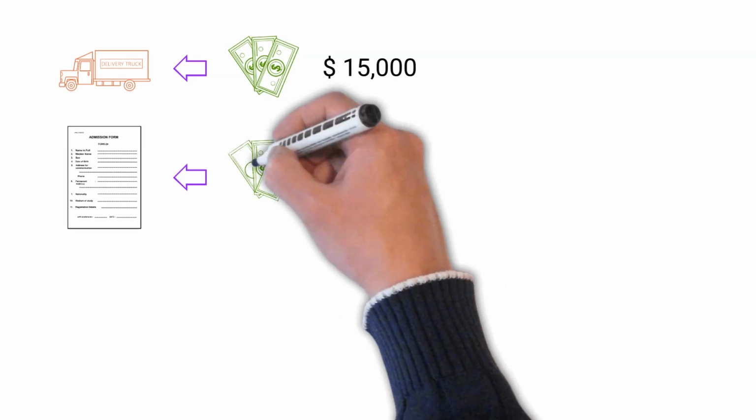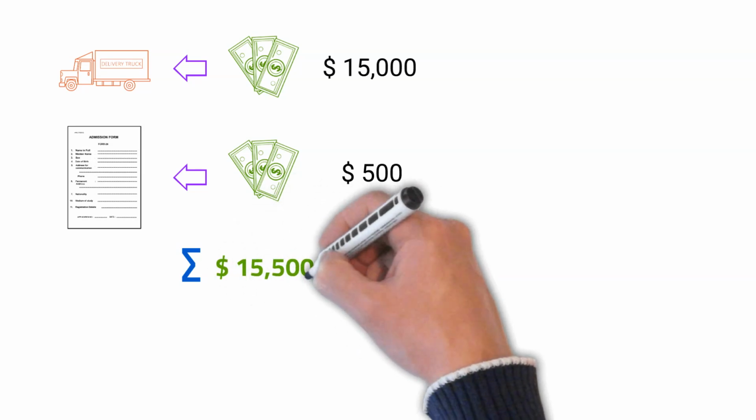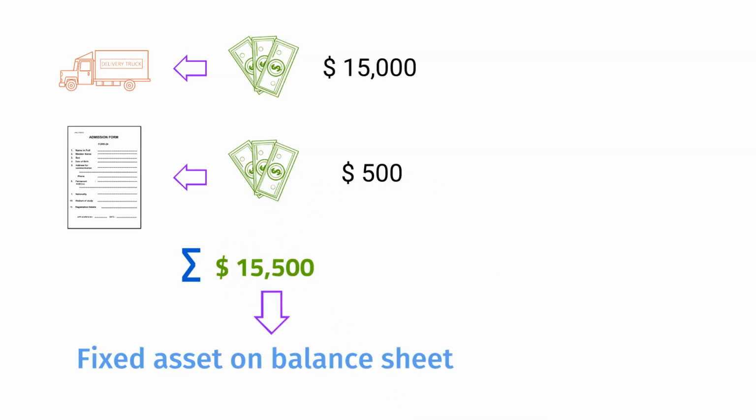Let's have a look at an example. We buy a truck and receive an invoice of $15,000 for it. In addition, we incur registration and delivery costs of $500. We add them and capitalize $15,500 on the balance sheet as fixed assets, a truck.